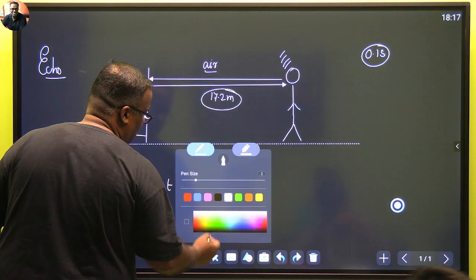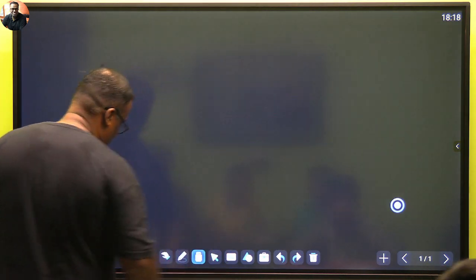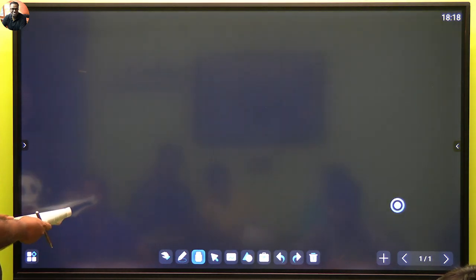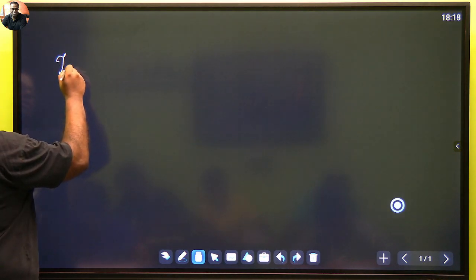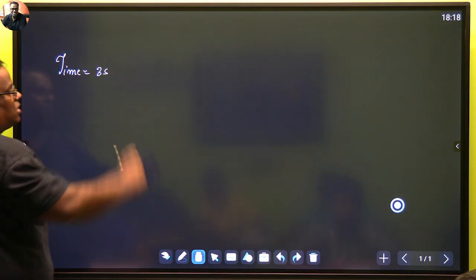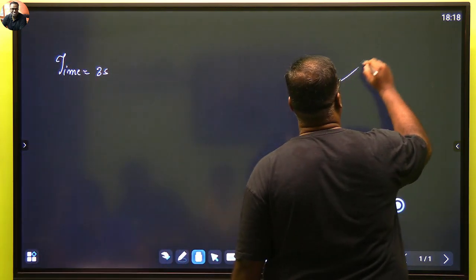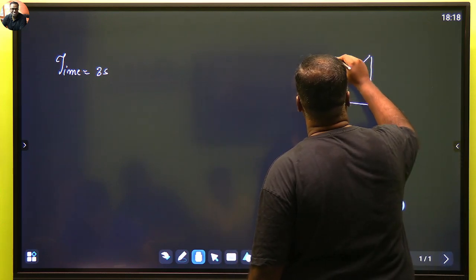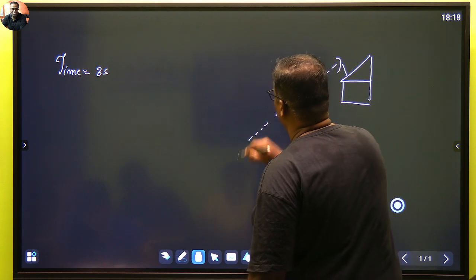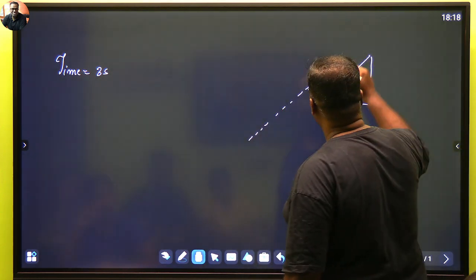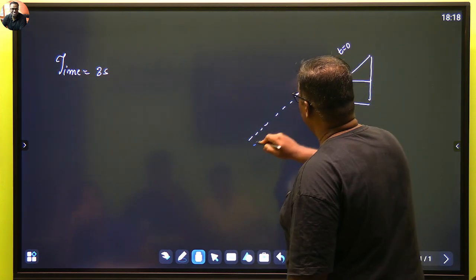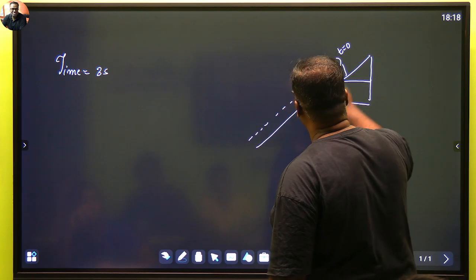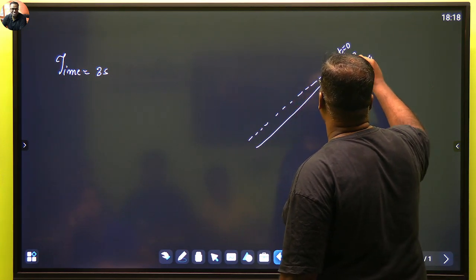So let's do one problem and try to understand whether we have understood the concept of echo or not. It says there is a sonar station and it picks up a return signal after 3 seconds. So the time taken is 3 seconds. Let's make a diagram. Suppose this is my sonar station and it is releasing sound waves. It has released the sound wave at t equal to 0, and it picks up the reflection at t equal to 3. Did you understand?